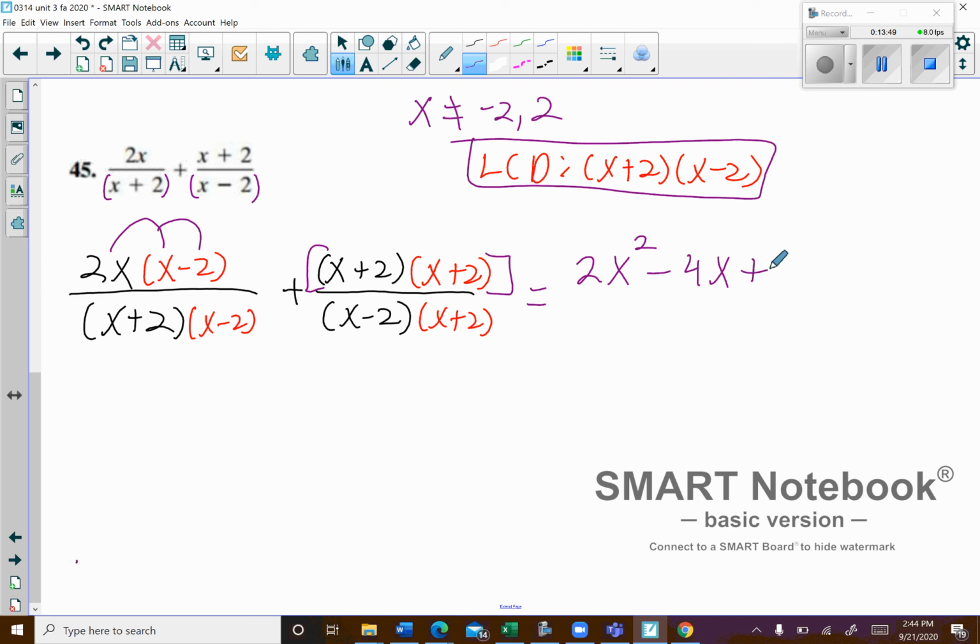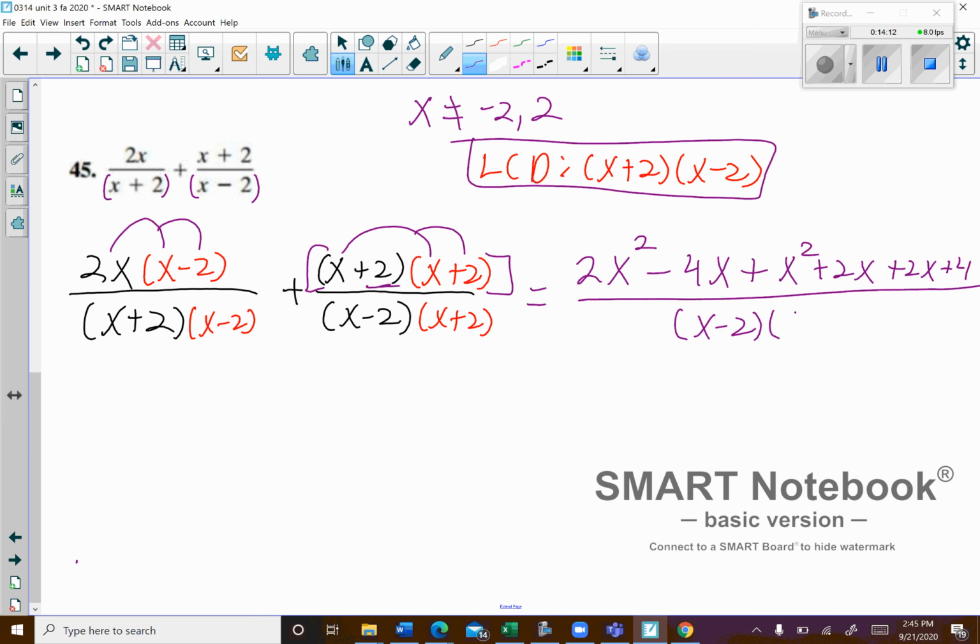And then it's plus, and then I need to go ahead and factor this. Or, I'm sorry, FOIL this. So I'm going to distribute the x to both of these. That'll give me an x squared plus 2x. And then I'll get another 2x for distributing that 2. And then a plus 4 on the very end. And then that's all over my common denominator. Okay.